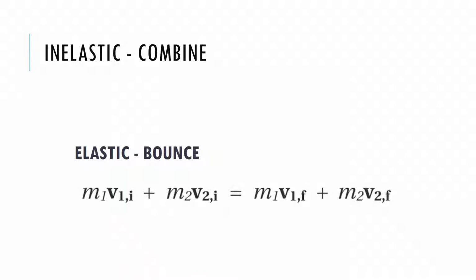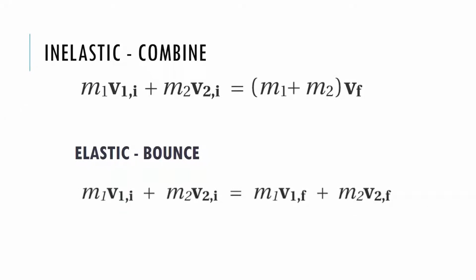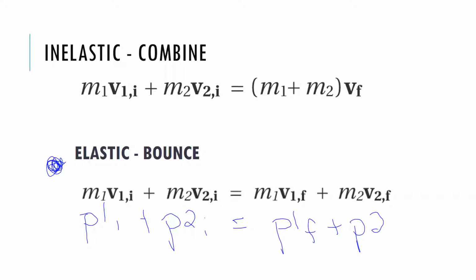All right, the formulas. Here are the formulas for both of them. So we saw this one on elastic. We saw that one earlier. It's the same as the conservation of momentum. So we have the momentum of 1 initial plus the momentum of 2 initial equals the momentum of 1 final plus the momentum of 2 final. So we see that one again.